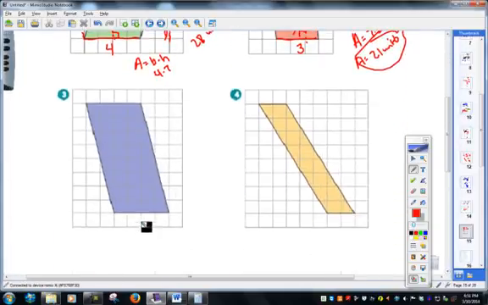Okay? Here, counting our base, 1, 2, 3, 4. Height, got to come straight down. Okay? And then that's that. Okay, I don't think I need to go any further with this.